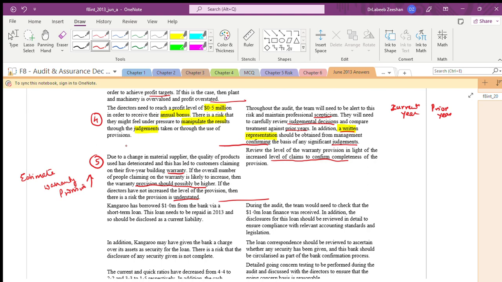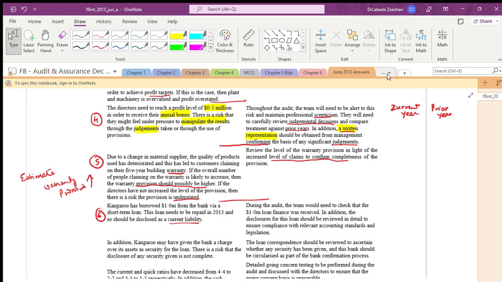Fine. Now, what is the sixth one? Kangaroo borrowed 1 million from the bank via a short-term loan. The loan needs to be repaid in 2013, so it should be disclosed as a current liability. Is that what has been mentioned there?